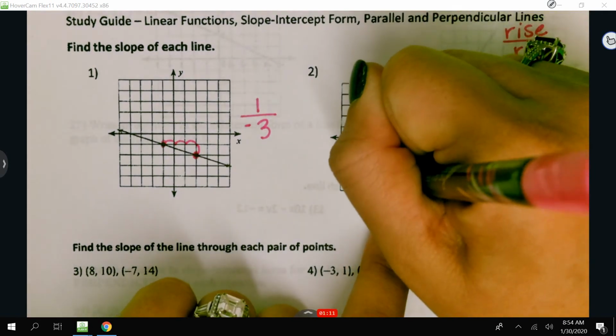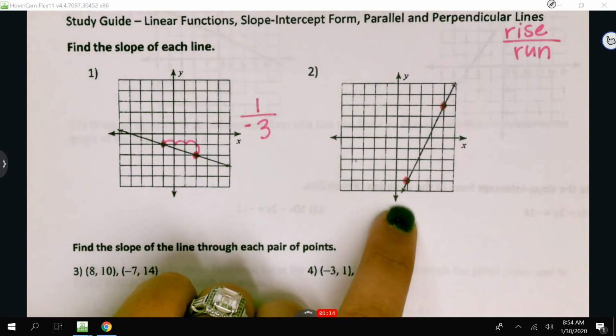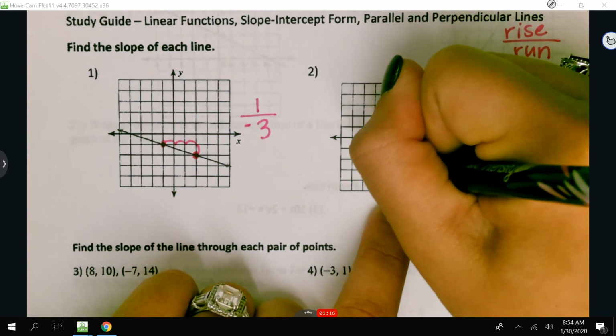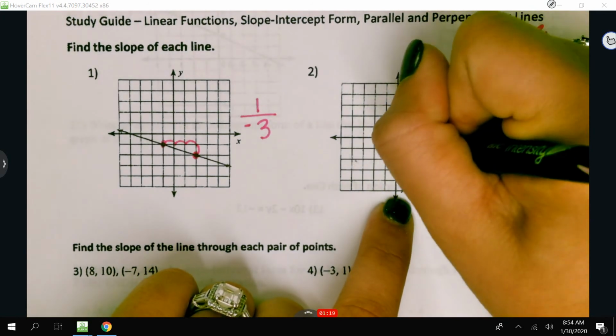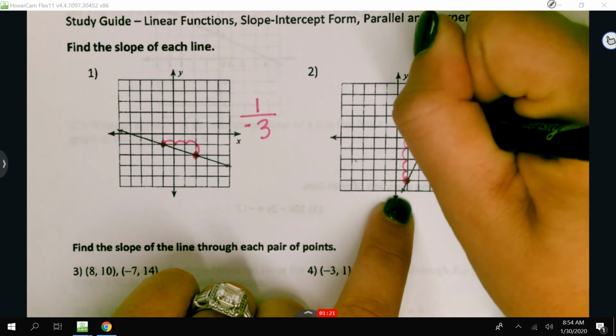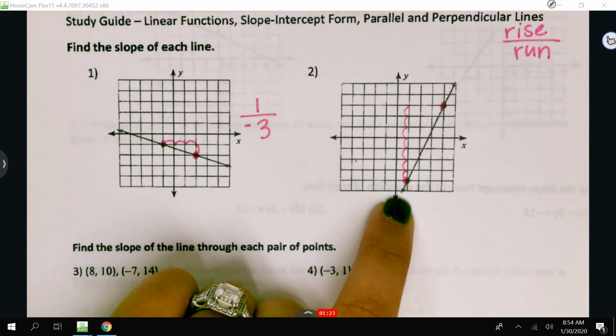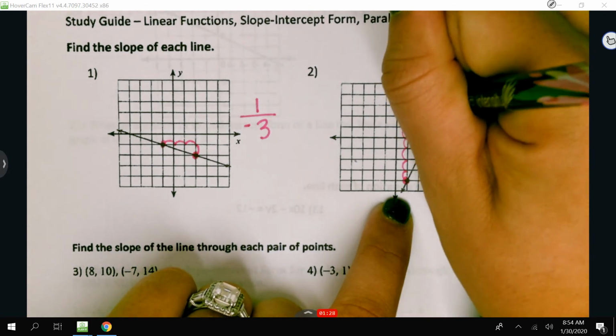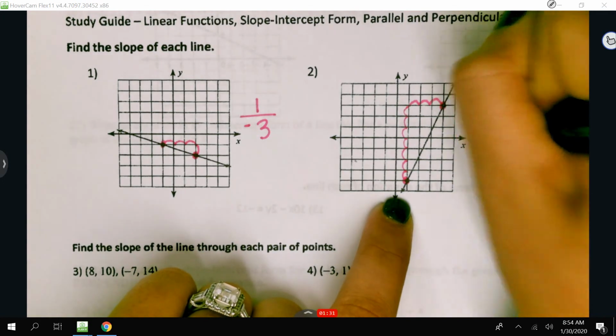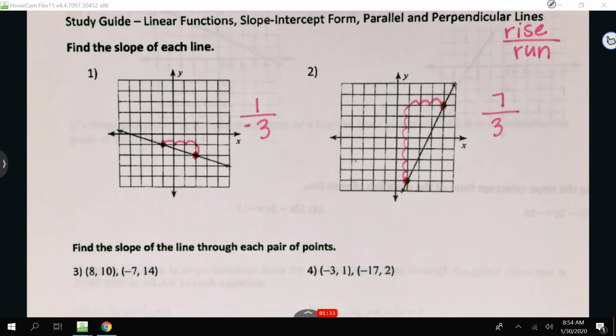Number 2, my 2 points are right here. So if I start down here, I'm going to go up 1, 2, 3, 4, 5, 6, 7. So up 7 is a positive 7. And then I'm going to the right 1, 2, 3. So that's a positive 3. The slope is 7 over 3. Should you always simplify slope if you can? Yes. If this was a 9 over 3, you would need to simplify that to 3. In this case, you can't simplify, so that's your final answer.